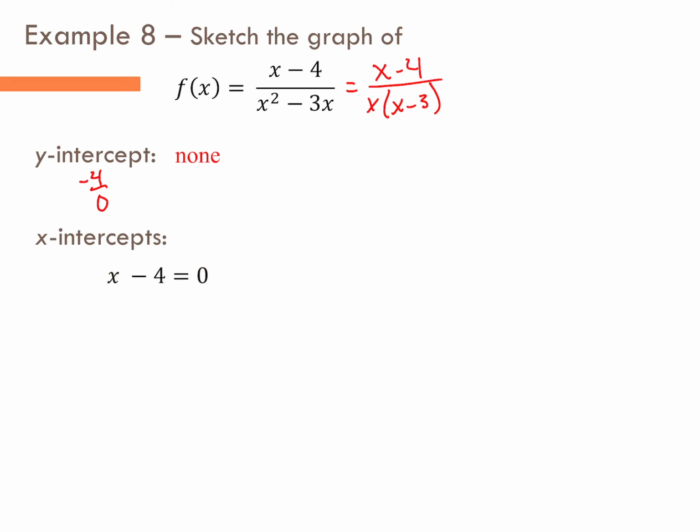For my x-intercepts, we set the top equal to 0. So if I solve for this, I would get x equals 4. So I'd put a point at 4, 0 for my x-intercept.